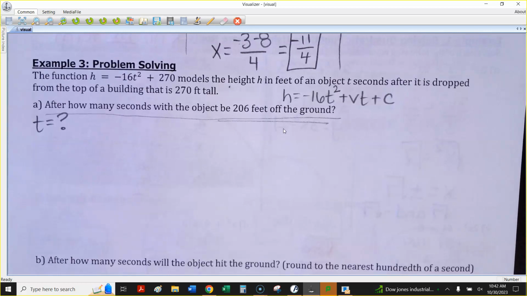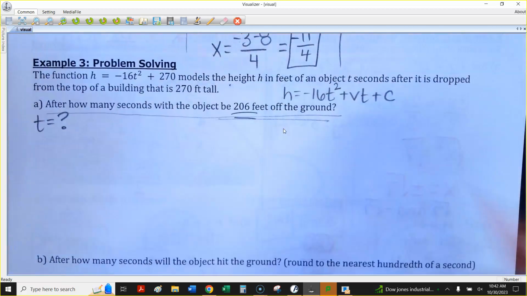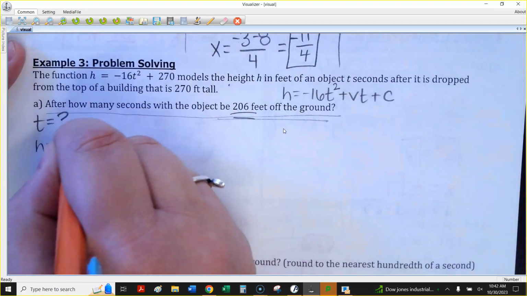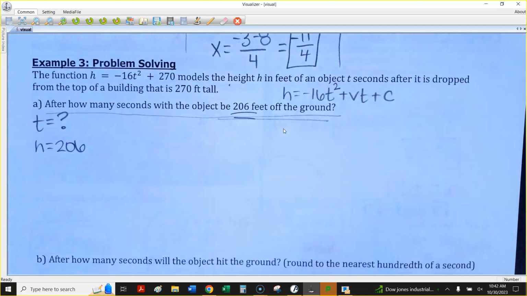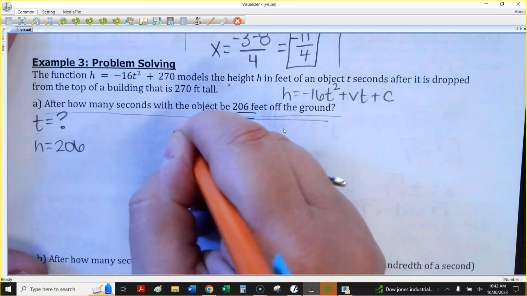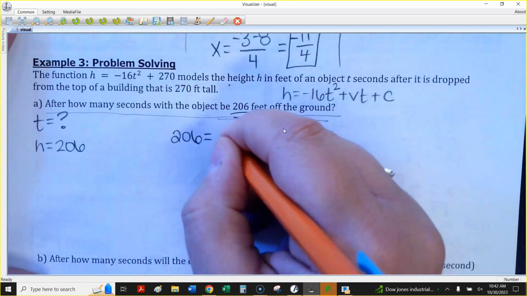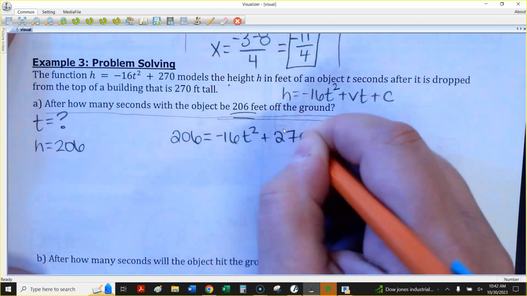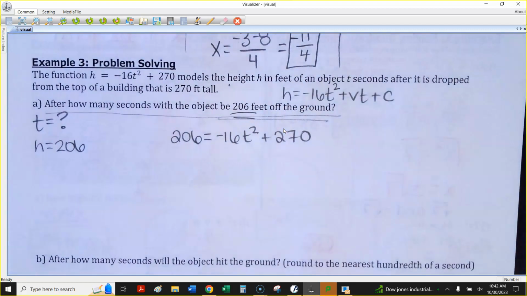Heck yes, you do. All right, this is in feet, right? The height is in feet. So all you're going to do is plug in the 206 for the height in that lovely formula that they gave you. So here's the equation we'd be solving: 206 = -16t squared plus 270. And again, I don't have a term that's just a plain t.